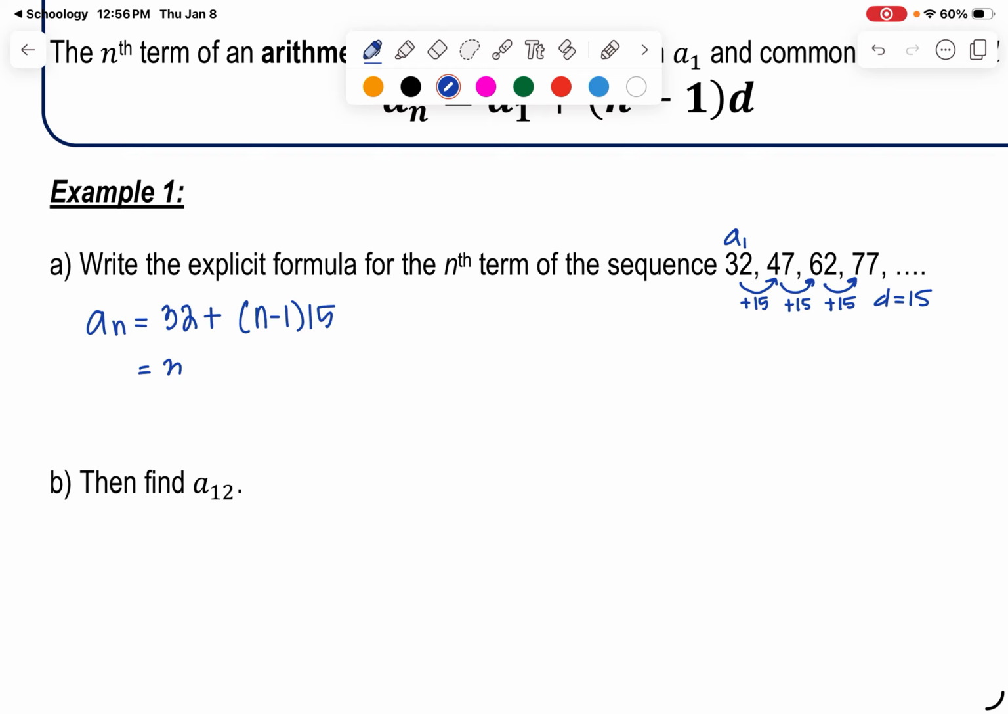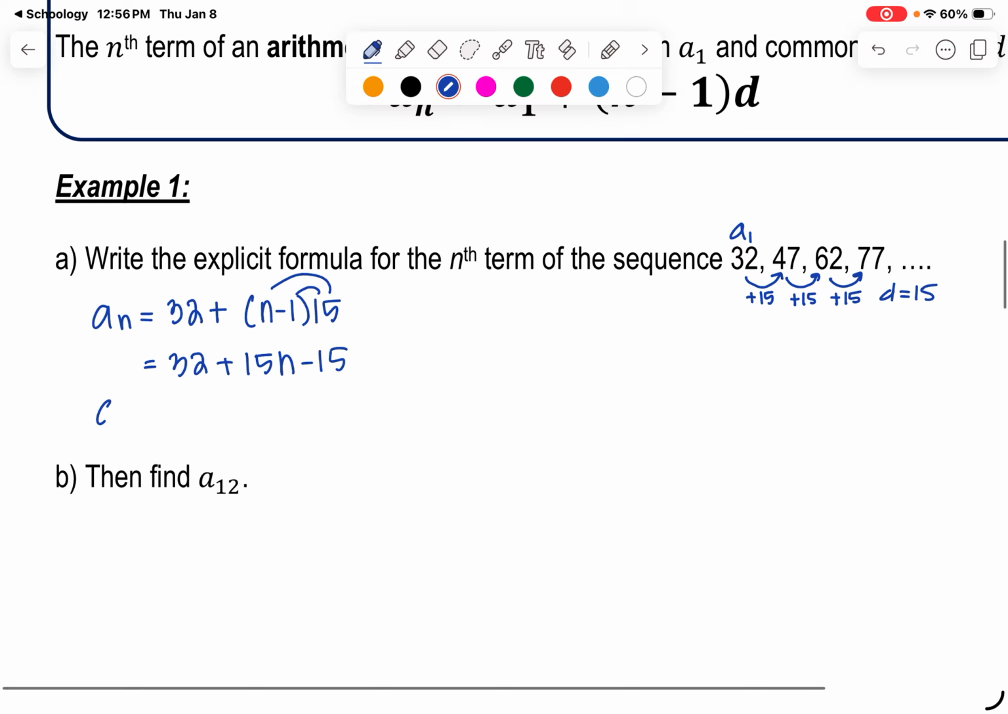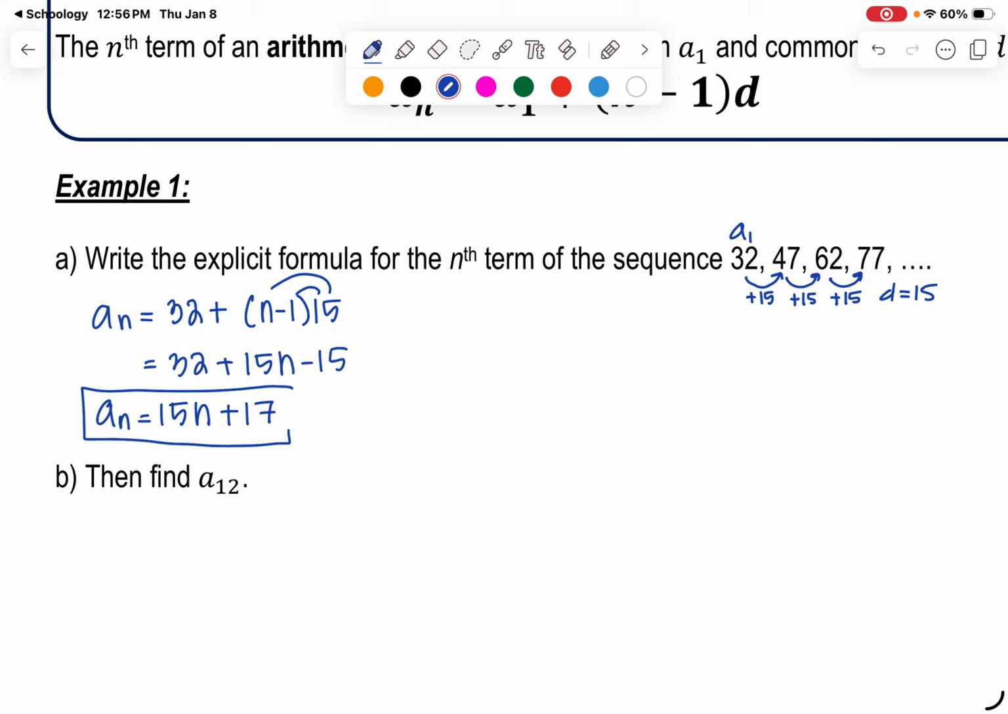So we have 32, distribute your 15, so that's plus 15n minus 15, and then we have a sub n is equal to 15n plus 17, because 32 and negative 15 is positive 17. So there is our explicit formula or our explicit rule. Explicit formula, explicit rule, whatever you want to call it.